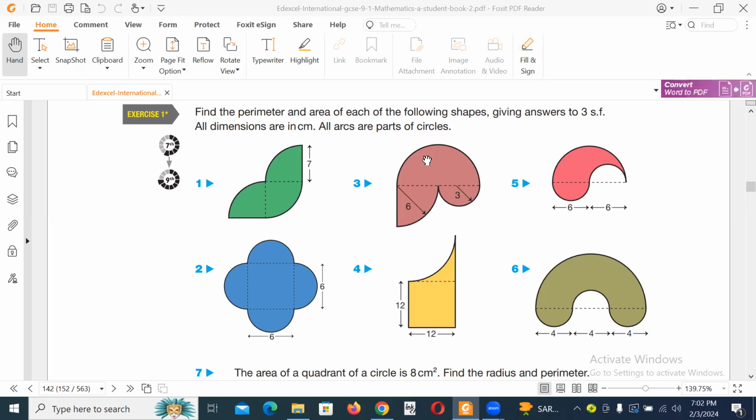Hi viewers, we will continue our discussion about how to find perimeter and area of a circle, semicircle, quarter or quadrant of a circle. So first of all, we will solve question number one. Find the perimeter and area of each of the following shapes, giving the answer to three significant figures.